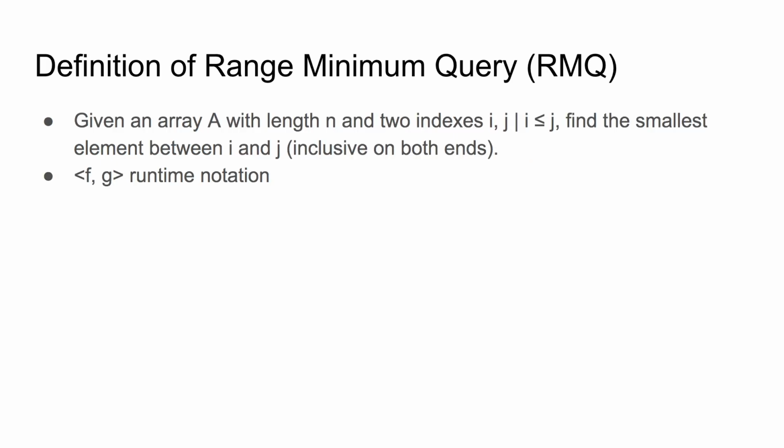The definition of the range minimum query problem is: given an array containing numbers with length n and two indices i and j, such that i is less than or equal to j, find the smallest element between i and j inclusive on both ends, as in including the number at i and including the number at j.